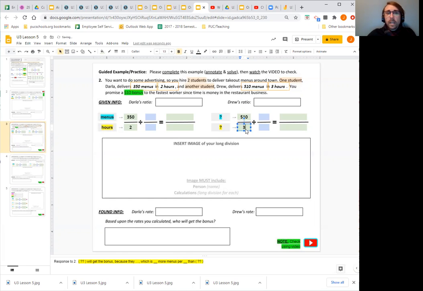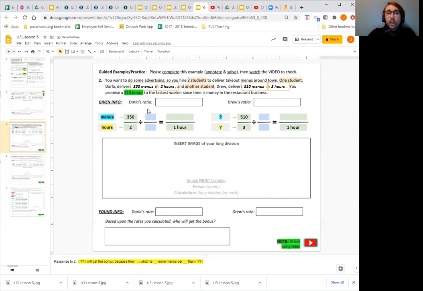menus in 3 hours. The next thing that you should have noticed was that our goal is to find who's fastest. And whenever we're finding who's the fastest or who's the best at something, we need to figure out what they can accomplish in one of whatever it is. So in this case, per hour. And so this should have 1 hour and this should have 1 hour.